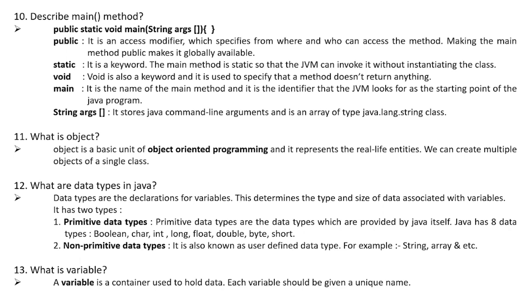11. What is an object? An object is a basic unit of object-oriented programming and it represents real-life entities. We can create multiple objects of a single class.